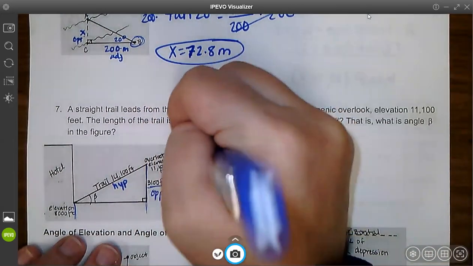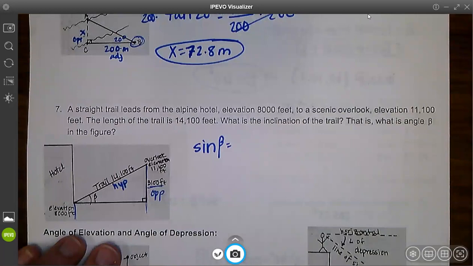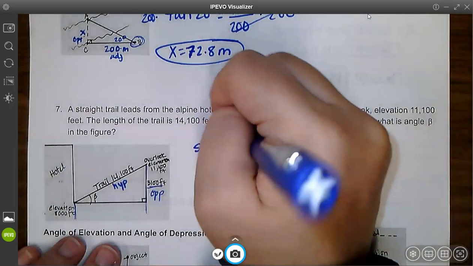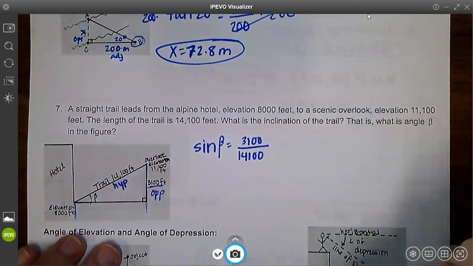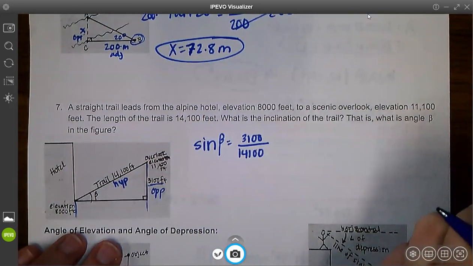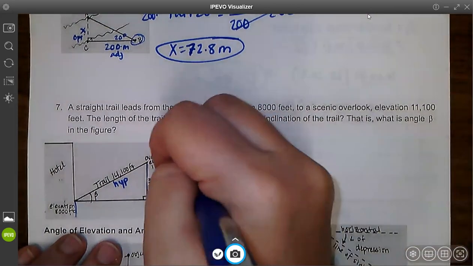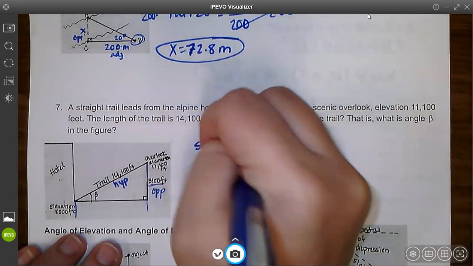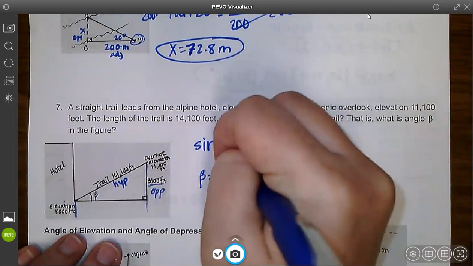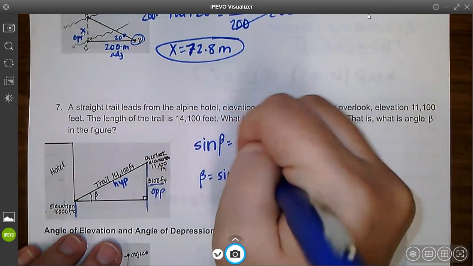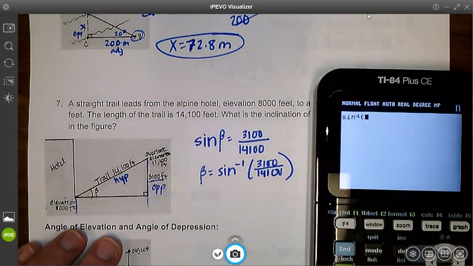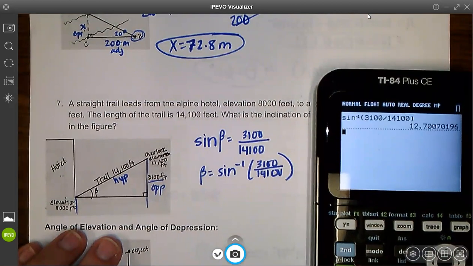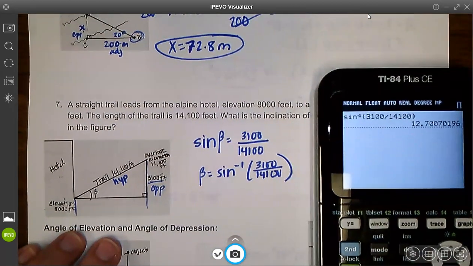The sine of my angle beta equals the opposite, which is 3,100 feet, over the hypotenuse, which is 14,100 feet. To find beta, I'll take the inverse sine. So the inverse sine of 3,100 over 14,100, there you go. And I'll just type that in my calculator. Inverse sine of 3,100 divided by 14,100, and you get 12.7 degrees.